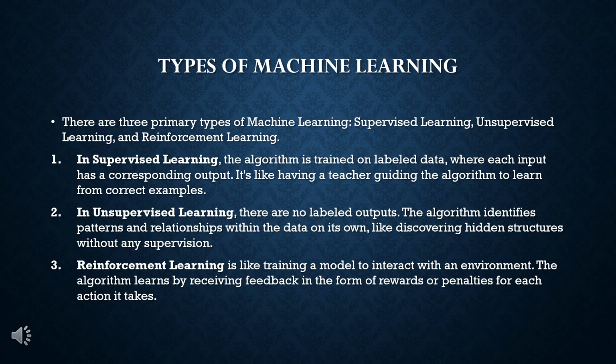Second is unsupervised learning. In unsupervised learning, there are no labeled outputs. The algorithm identifies patterns and relationships within the data on its own, like discovering hidden structures without any supervision. Third one is reinforcement learning. Reinforcement learning is like training a model to interact with an environment. The algorithm learns by receiving feedback in the form of rewards and penalties for each action it takes.